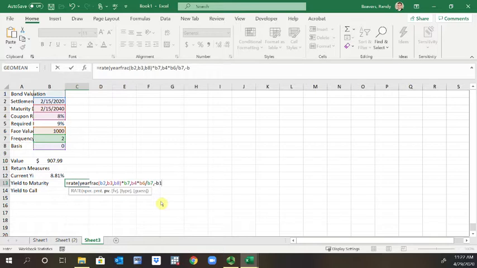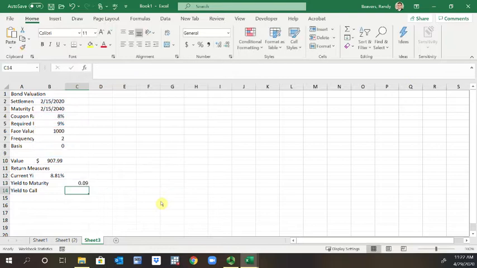Present values minus B10, the price, comma, B6 is the future value. And then on the outside, we'll multiply by B7 to get that annual rate, since we calculate first the periodic rate, then get the annual rate. And you'll see that that is 9%.